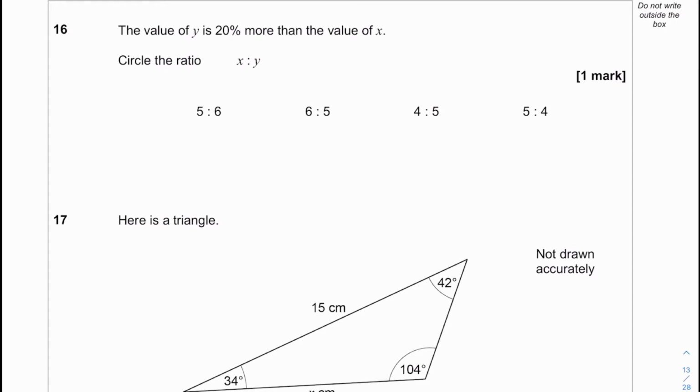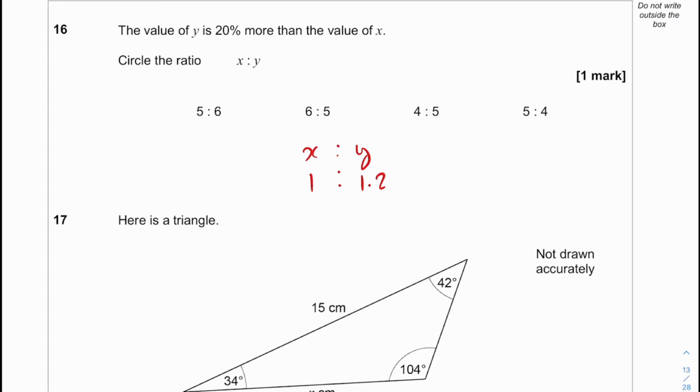Question 16, we're told that the value of y is 20% more than the value of x, and we need to circle the ratio of x to y. So if we consider what 20% more is, it's 1.2 times that, so we can say that our initial ratio of x to y, where y is 20% more than x, so x we can just say is 1, and then y is therefore 1.2, as 1.2 times 1 will give us 20% more.